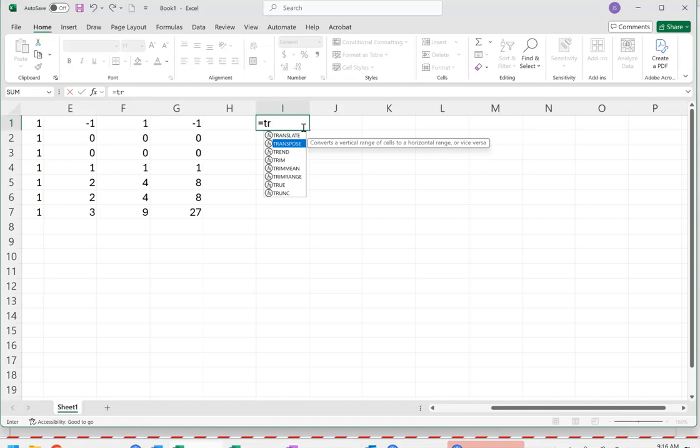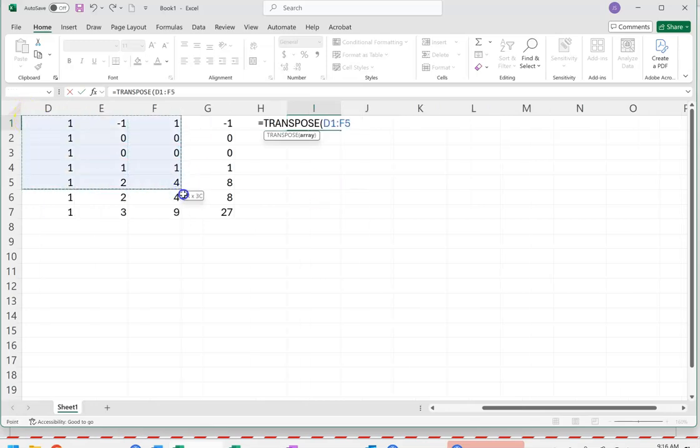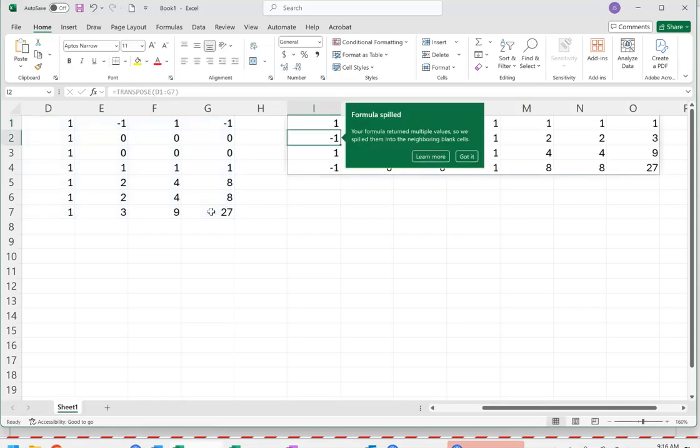notice that there's a transpose function in Excel. The way you use the transpose function is you highlight the area where you want the result, use the transpose function, and then highlight what you want to take the transpose of. That's the matrix I want to take the transpose of. I highlight it, hit enter, and it spits it out. Now it gives you a little message here that says your formula is filled. Yeah, no kidding. I've got multiple cells here.